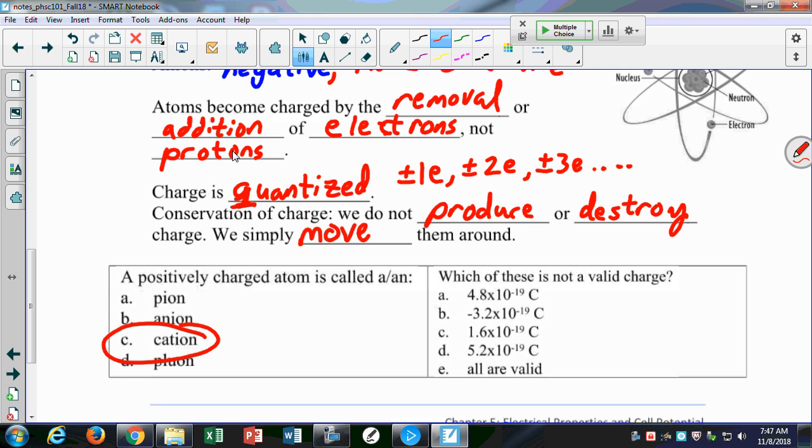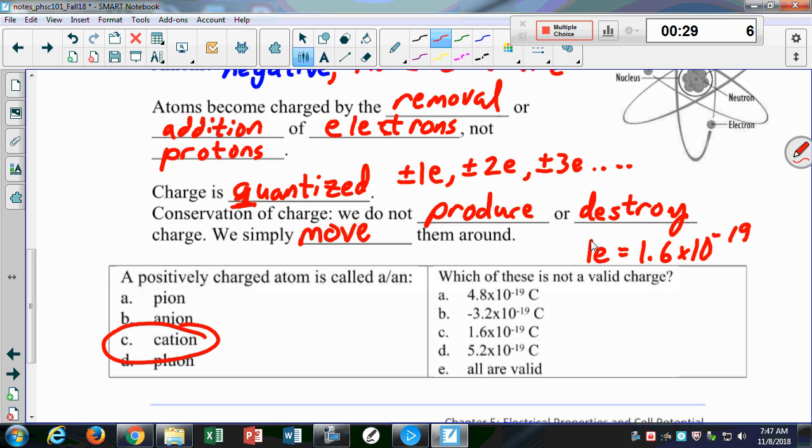Which of these is not a valid charge? Remember that the fundamental unit of charge has a value of 1.6 times 10 to the minus 19. And the fact that charge is quantized means that that cannot be further subdivided. It can't be cut into two halves or thirds or whatever. I can't get a quantity that's any fraction of 1.6 times 10 to the minus 19.